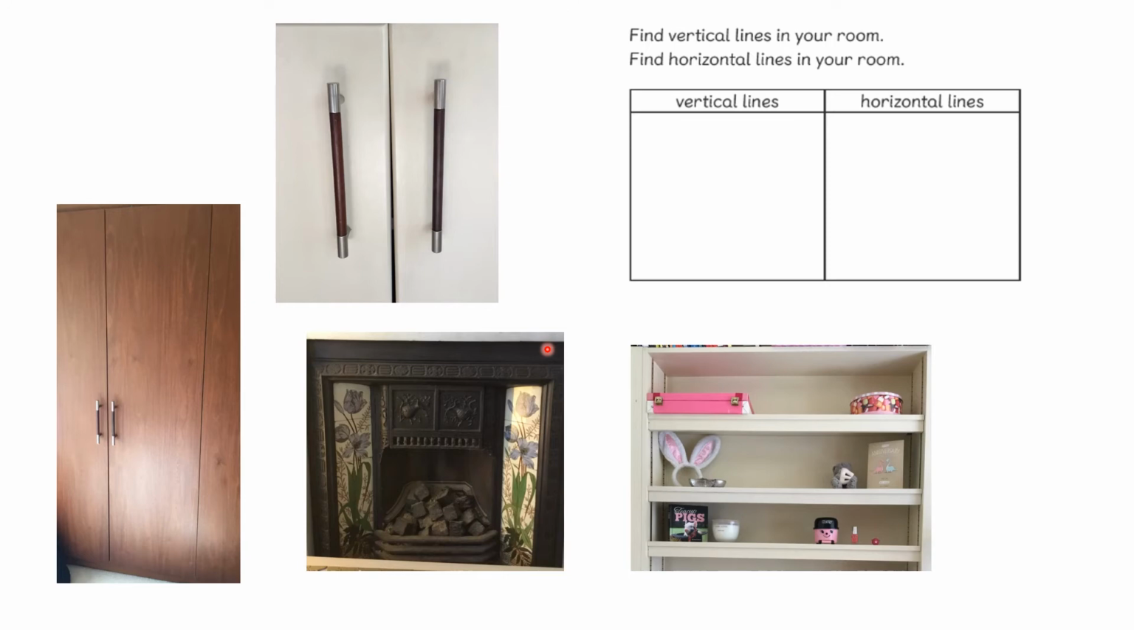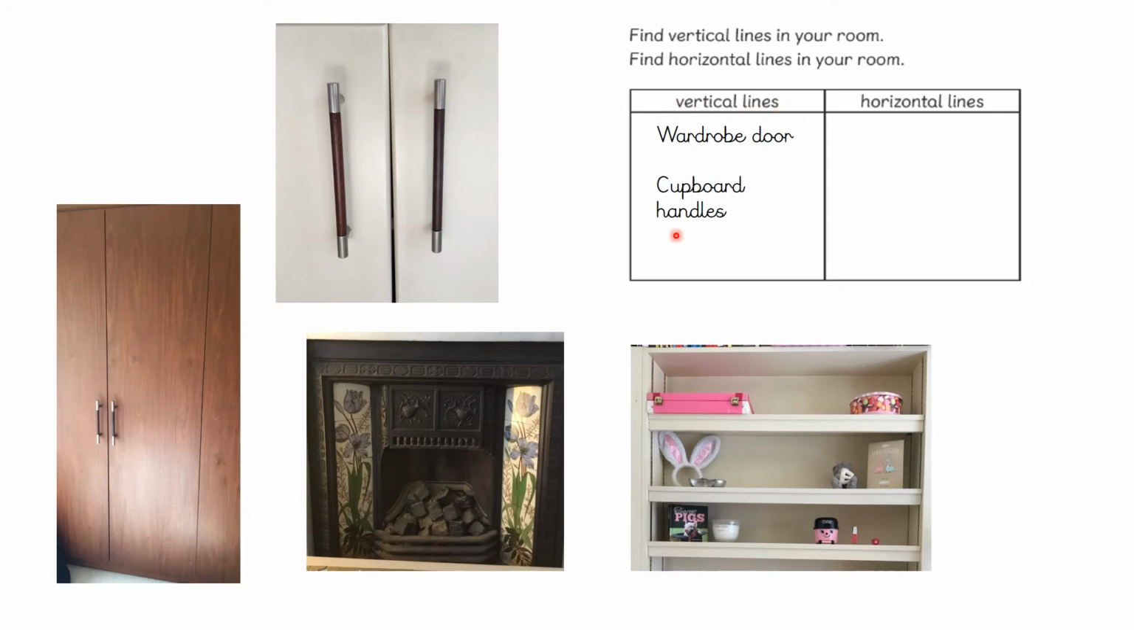Well done. I thought that the handles on my cupboard door were vertical lines because if I carried them on, they would be perpendicular with the floor. I noticed the same thing on the doors of my wardrobe, that they were perpendicular with the floor. So I'm going to record them in this part of my table because they were vertical lines.